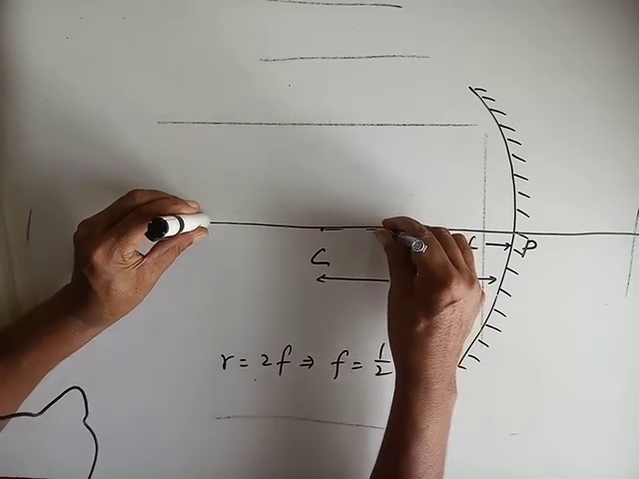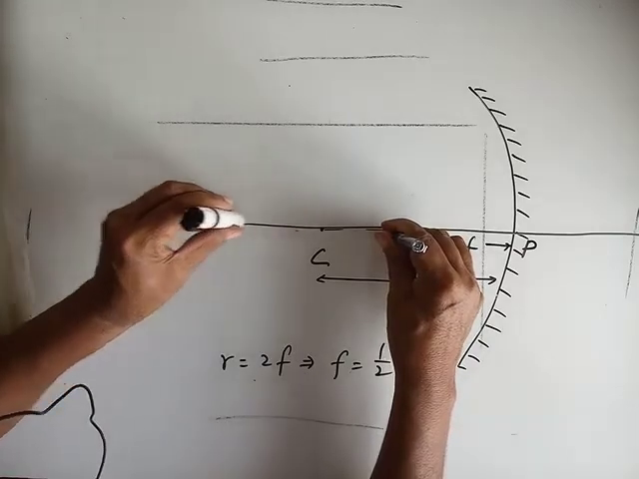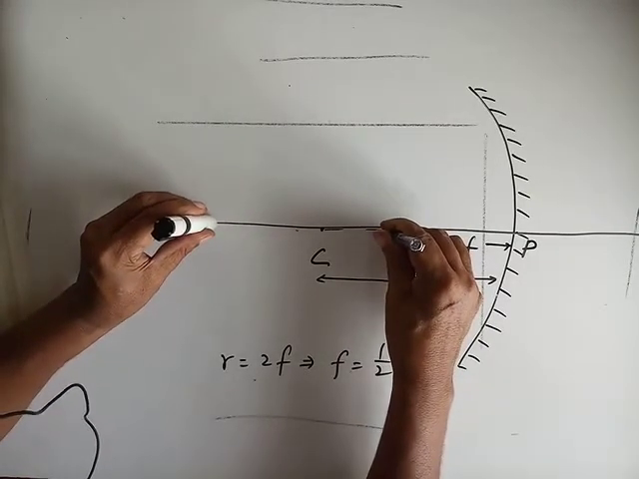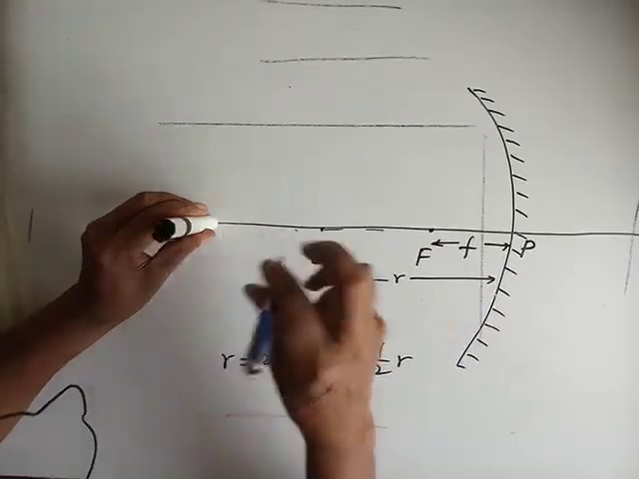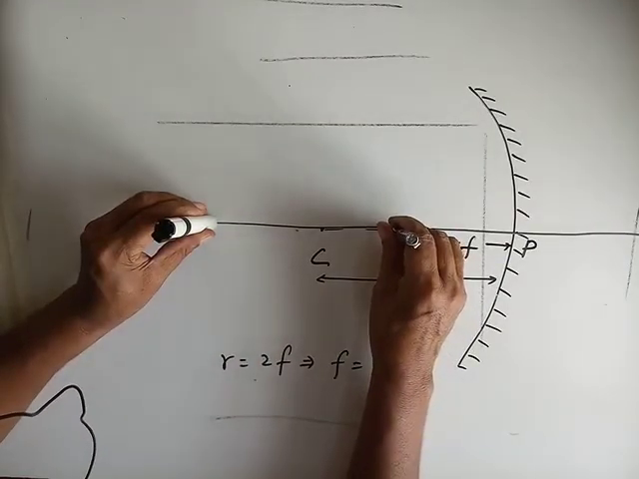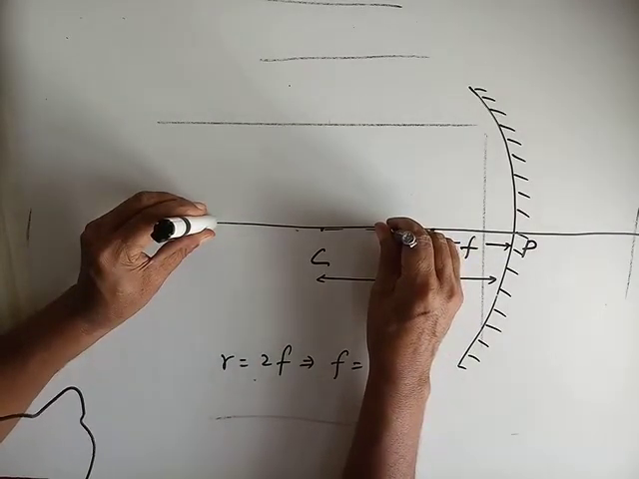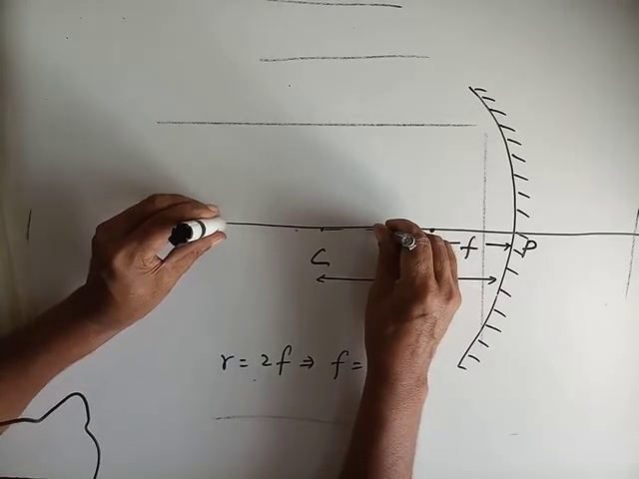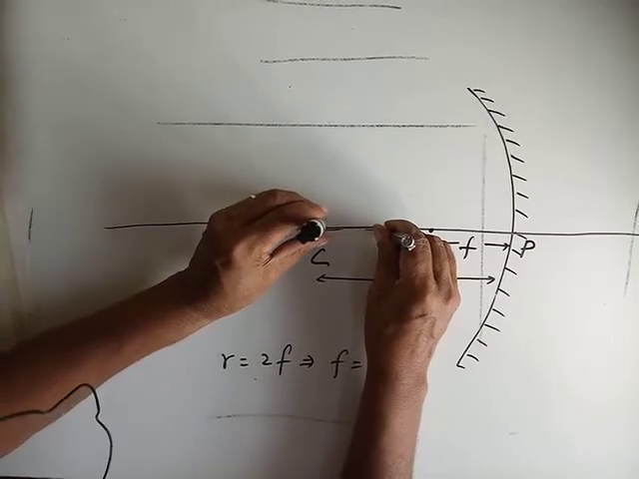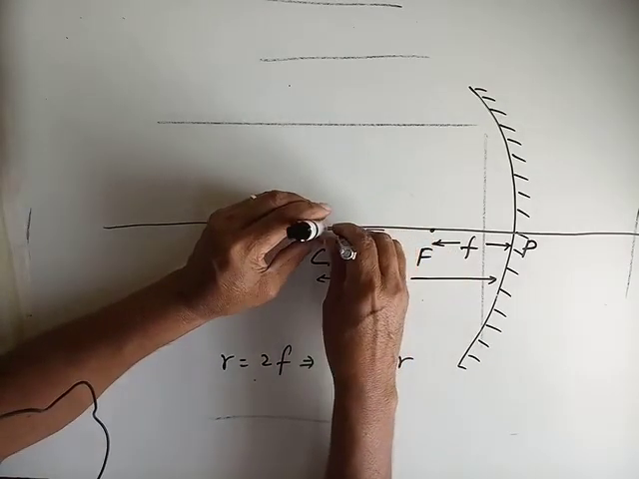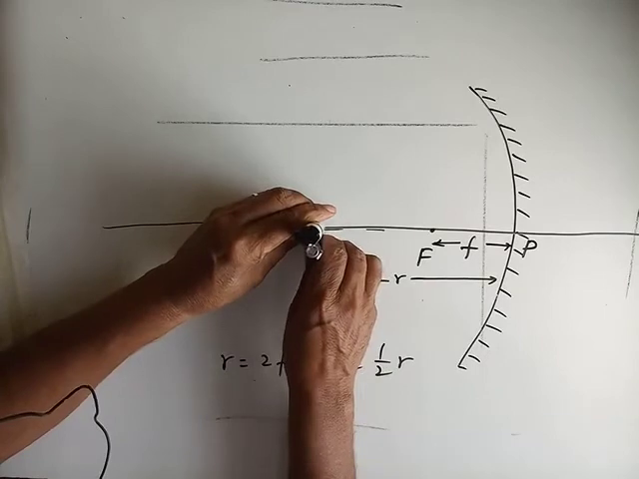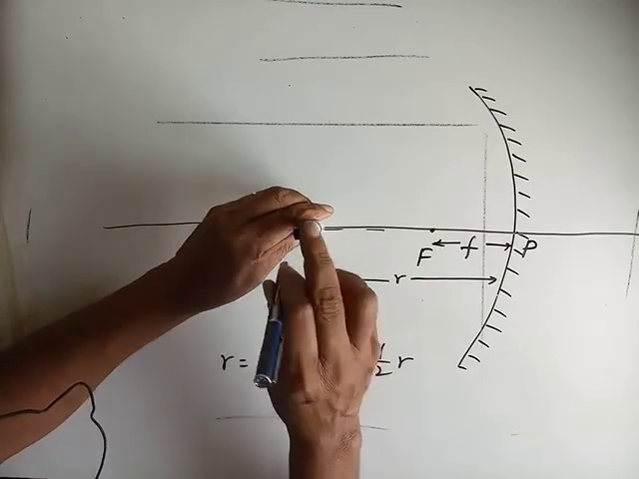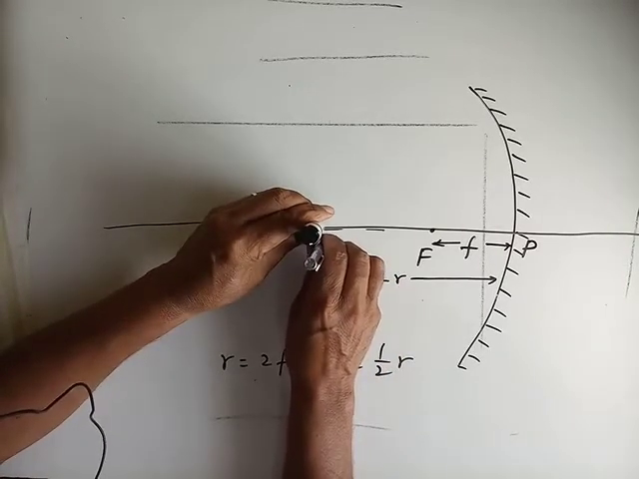When it comes here, this position is known as beyond C. This is the object, this is the image. I am just explaining the relation between the formation of the image and the object movement, first. When the object is at C, the image will also be here only. So this is the object and this is the image at this position.